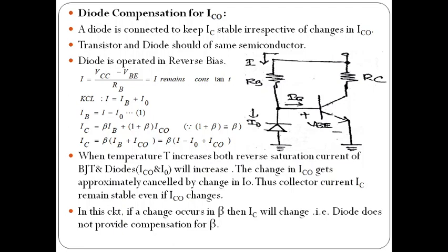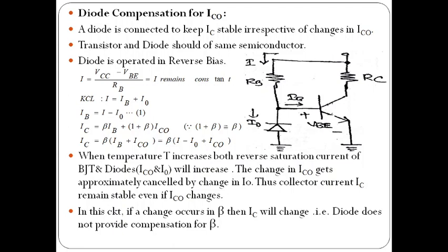So we are considering I is constant. It is coming from the VCC, so the current coming from the VCC to the RB resistor is constant. By applying the KCL at base B, the entering current is I, and the leaving currents are IB and I naught. I naught is the reverse saturation current, the current passing through the diode when it is in reverse bias. So we can write I equals IB plus I naught.